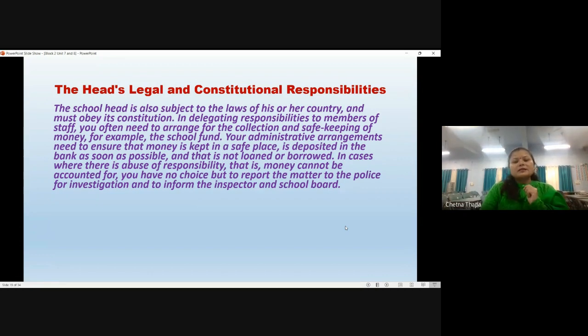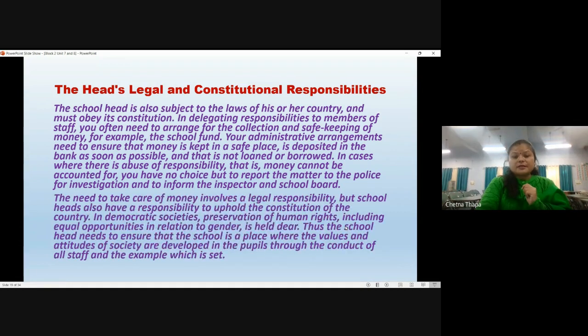So that is your responsibility, and if money cannot be accounted for, you have no choice but to report that matter to the police. You cannot solve the matter inside the school. So there are certain legal and constitutional responsibilities also, and you need to take care of the money.